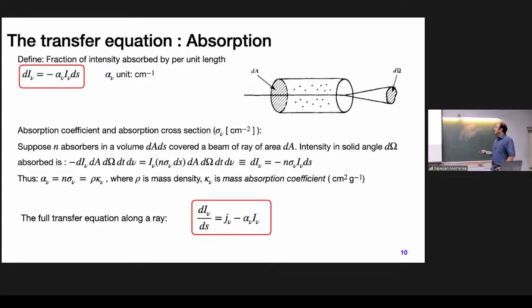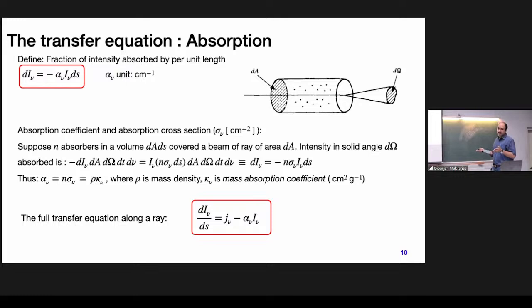Suppose there are n absorbers in a given volume, where n is the number density of absorbers. So the total number of absorbers is n times dA times dS. My ray of light is passing, and again from the basic definition of intensity, the intensity is reduced because of absorption. So there's a reduction, that is minus dI times area, solid angle, time, frequency. Now, the total incident energy falling on all of these objects is I nu dA d omega dt. Now what is the total cross-section presented by these objects that are absorbing this radiation? That is n times sigma nu times dS.